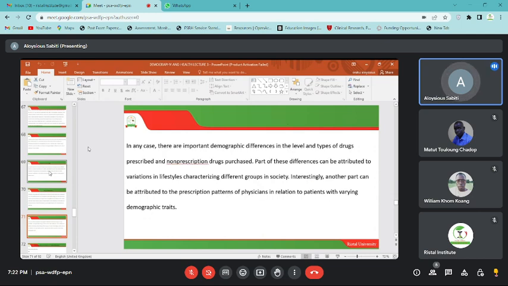In any case, there are important demographic differences in the level and types of drugs prescribed and non-prescription drugs that are purchased. Part of these differences can be attributed to variations in lifestyle characterizing different groups in society. Some individuals feel they cannot go to the health facility because their income is low, and therefore they go for self-treatment. They just go and buy over the counter and get treated. Some people ask, do you have some medicine? Because they are not learned, they pick from their neighbor and take. So this is the interplay that we are talking about.